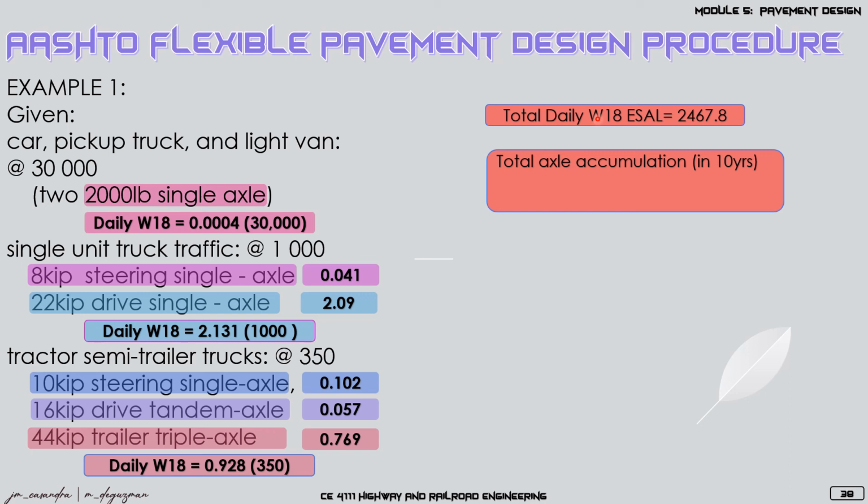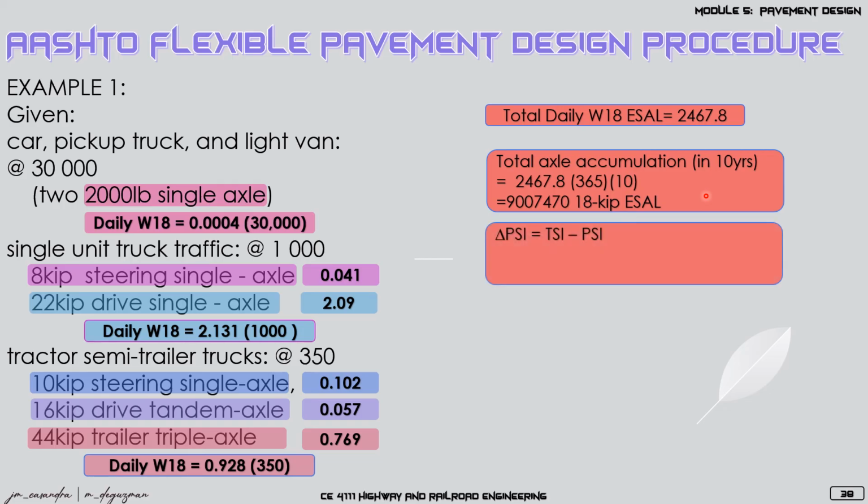Okay, so once you have solved for your total daily equivalent load, we compute for the accumulated axle load in 10 years. We compute that simply by multiplying your daily traffic by 10 years. So that will be 2467.8 times 365 days. This is per day, so times 365 to cancel out the day. Then times 10. So in 10 years, the total axle accumulation is equivalent to 9,007,470. This is the total traffic supposedly in 10 years.